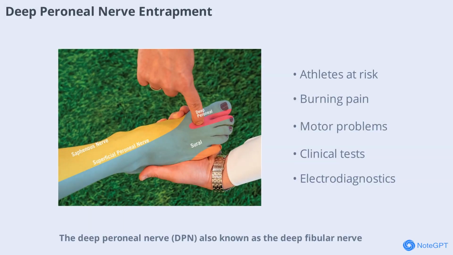Deep peroneal nerve, DPN, also known as the deep fibular nerve, is a significant branch of the common peroneal nerve. DPN injuries are common in athletes, especially runners, football players, and dancers. Compression can occur as the nerve passes through the ligamentum cruciforme and inferior extensor retinaculum. Symptoms include burning pain, tingling, and motor problems like difficulty lifting the great toe. Diagnosis often involves clinical tests and electrodiagnostic studies.